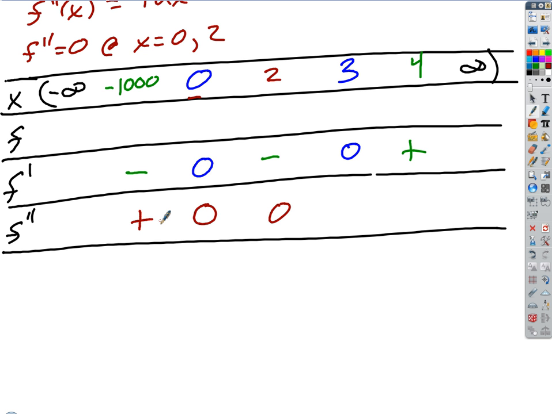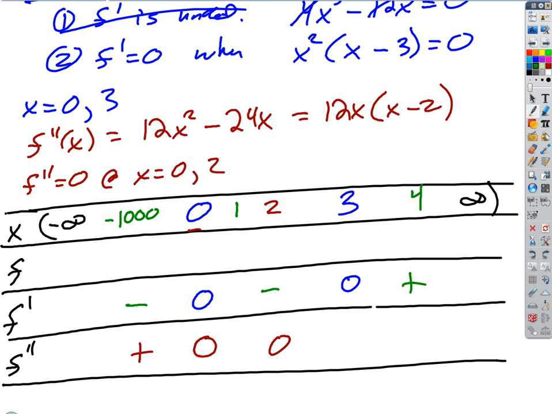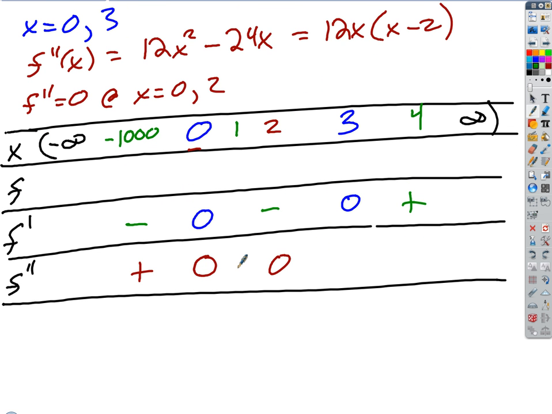What about in between? Maybe we could have used that 1. We'll put the 1 right there. At this test point at 1, what is the sign of the second derivative? Positive times negative is negative. So I got negative there.